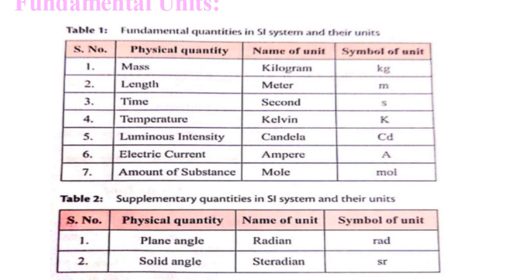So, totally 7 fundamental physical quantities are there, their units are given here, and the notation for each unit is given here. Mass is kg, length is meter, time is second, temperature is Kelvin, luminous intensity is cd, electric current is A, and amount of substance is mole.